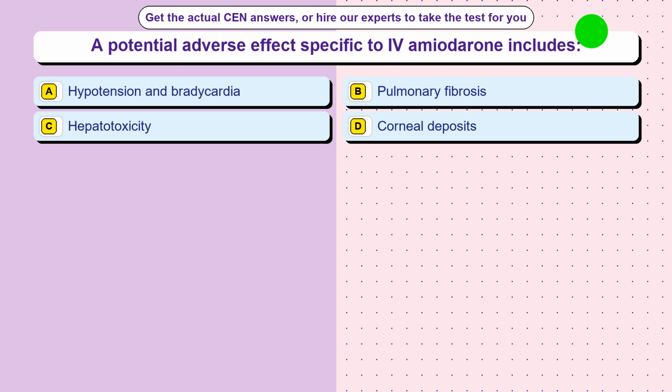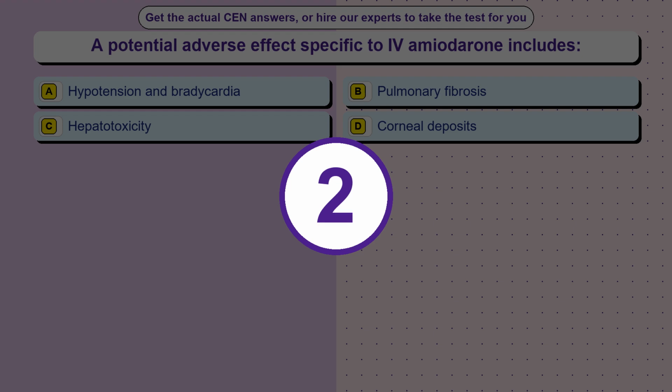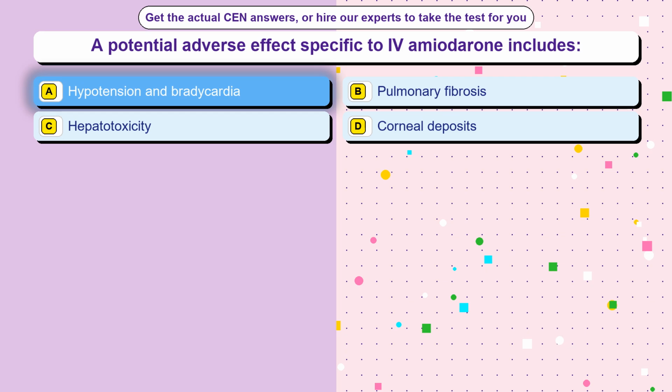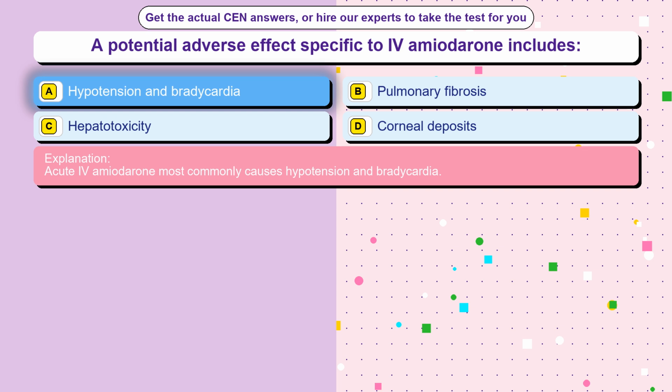Question 74. A potential adverse effect specific to formoterol includes Option A, hypotension and bradycardia. Option B, pulmonary fibrosis. Option C, hepatotoxicity. Option D, corneal deposits. The correct answer is option A. Hypotension and bradycardia. Acute formoterol most commonly causes hypotension and bradycardia.